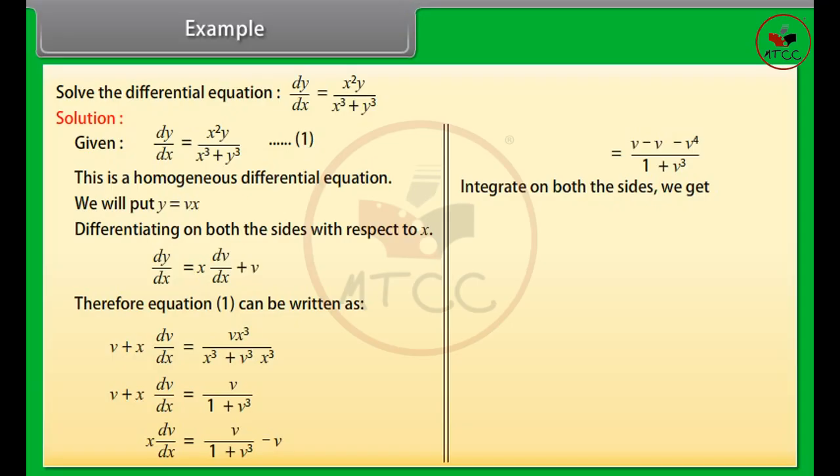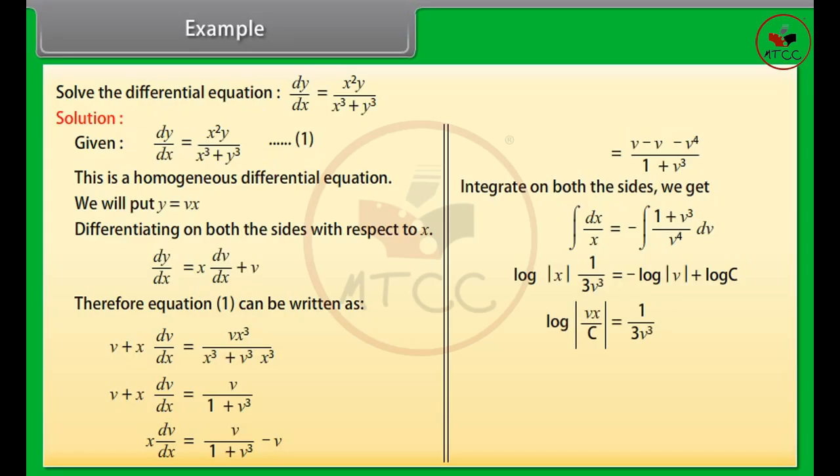Integrate on both the sides, we get integral of 1 by x with respect to x equals minus integral of (1 plus v cube) by v raised to the power 4 with respect to v. Log of mod x equals 1 by 3 v cube minus log of mod v plus log c.